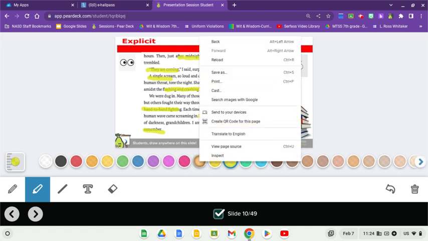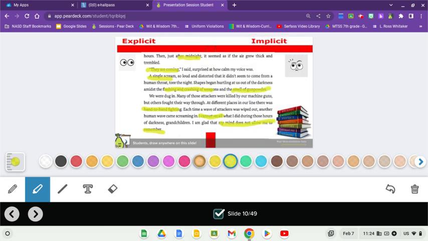Now we're going to go back through this, and along the way, we're going to highlight some of the text that might give us some more implicit information that involves other books we've read, math, physics, chemistry, our history class, what we know about history, other books, and what we know about this part of the world. So then just after midnight, it seemed the air grew thick and trembled, right? The air is somewhat different because geography, right? It's a different spot. "They are coming," I said, surprised at how calm my voice was. I wonder why. When that question comes to mind, you know implicit information shows up.